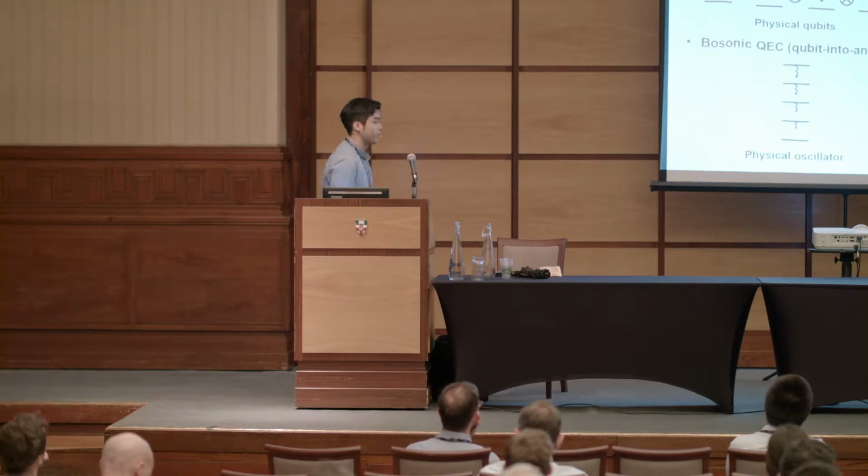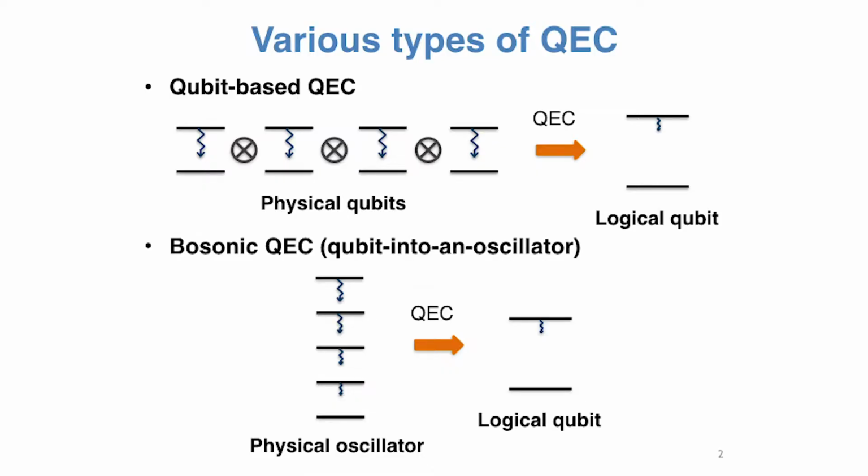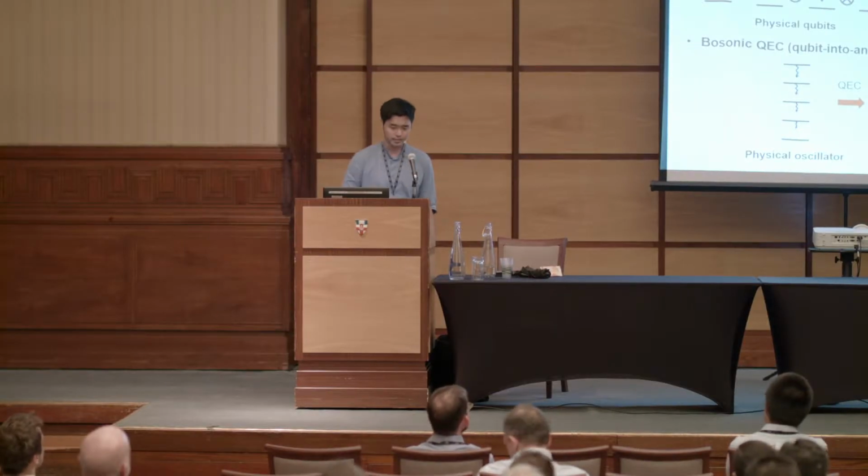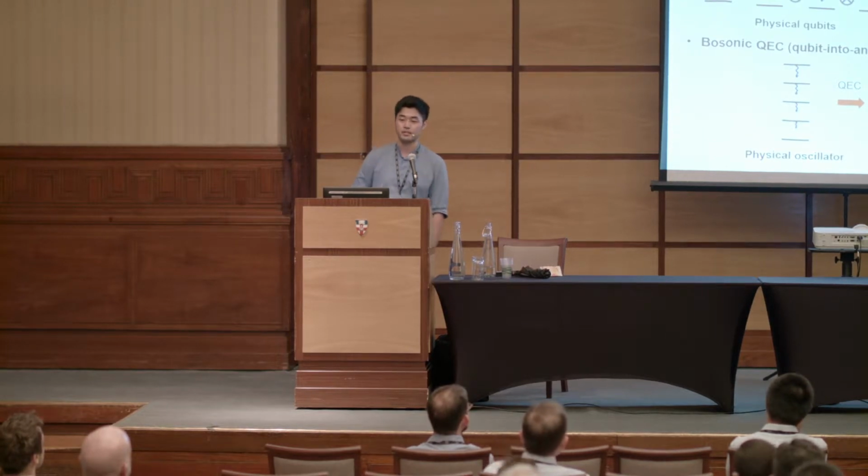And recently there has been a growing interest in using a bosonic system to do error correction. In this specific case, we take an infinite dimensional physical oscillator, and then we take this infinite dimensionality as a redundancy, and we sacrifice most of the levels and just choose to protect this two-dimensional subspace very well. So that's the usual way to do bosonic QEC.